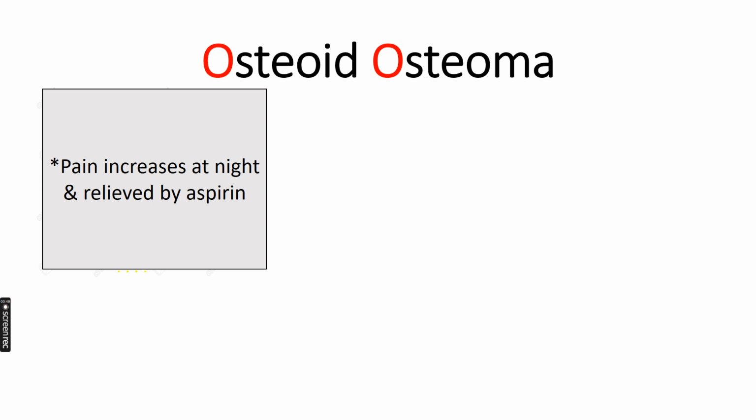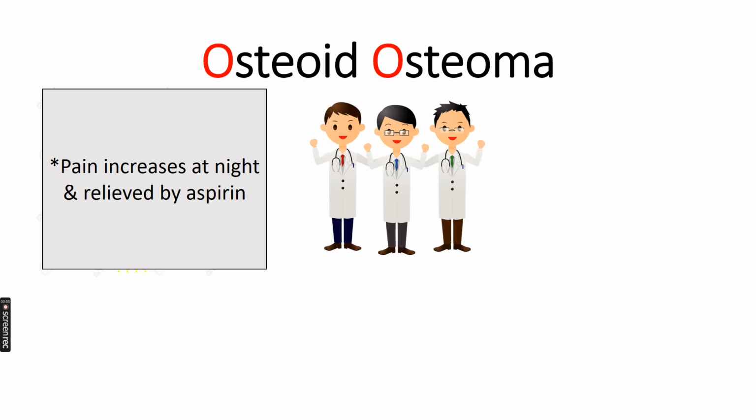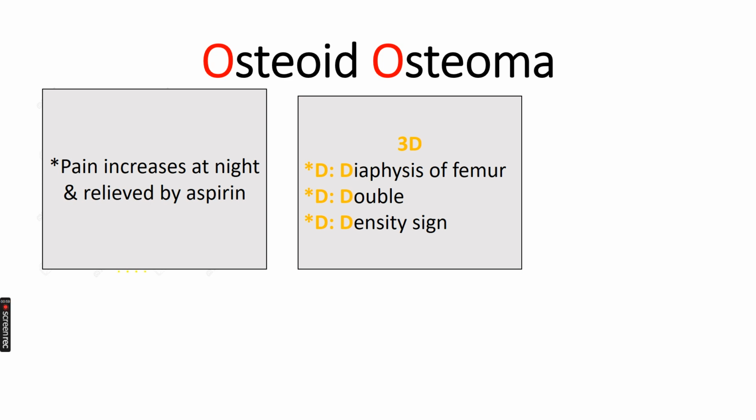This pain is very annoying, and the patient will usually take the advice of three doctors. This is to remind us that we have three main features starting with letter D. Number one, it commonly affects the diaphysis of the femur or tibia, and in bone scan there is characteristic double density sign. So here we have summarized the main information about osteoid osteoma as brief as possible.